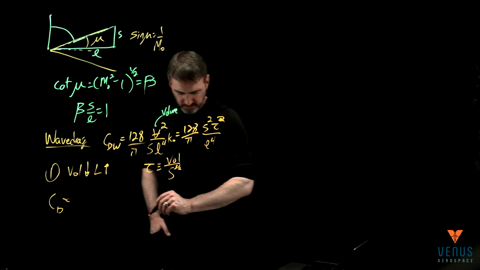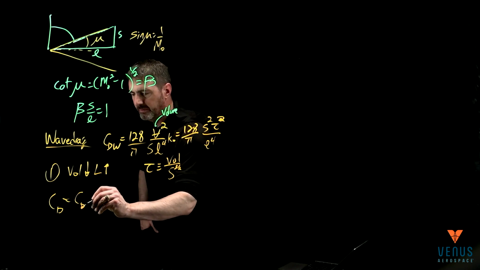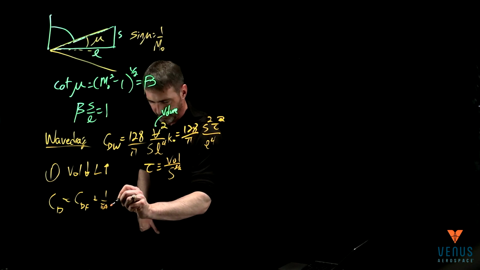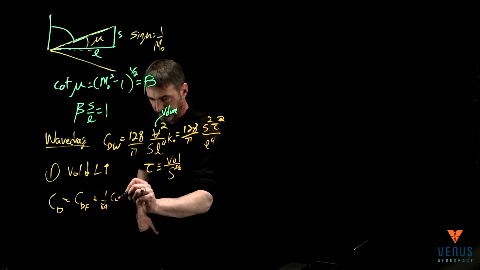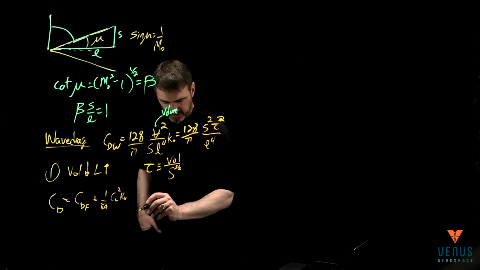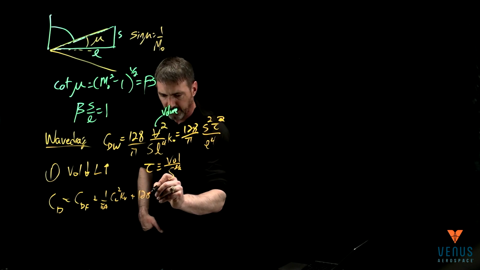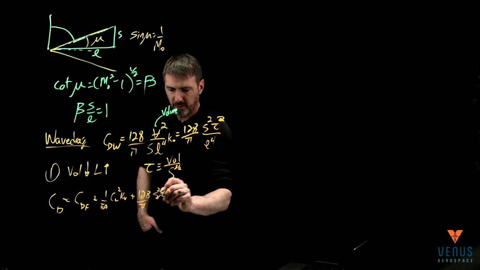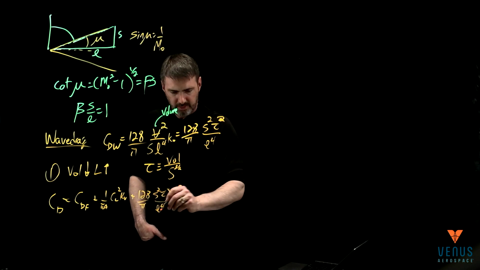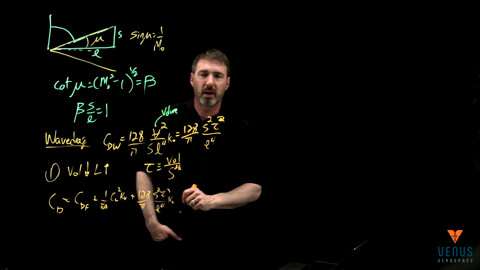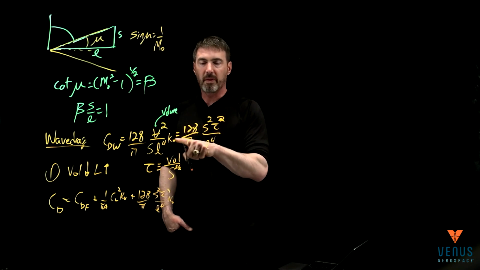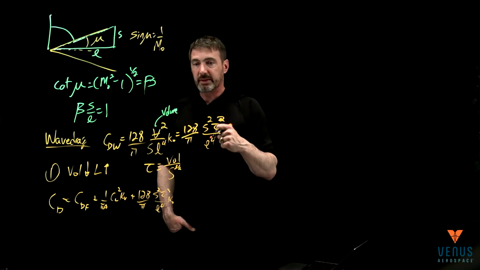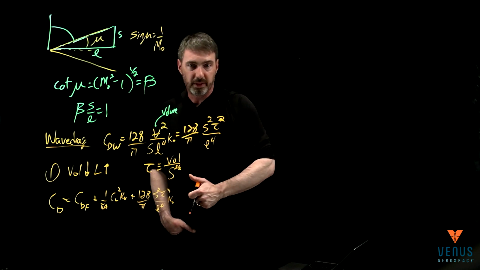Okay, you will have the drag due to friction. You'll have the drag due to vortex lift, again CL squared times that vortex term. The wave drag, 128 over pi S squared tau squared over L to the fourth. And then another factor, K0. K0, sorry, this is the form for that Sears-Haack body. K0 greater than 1 would be a non-Sears-Haack body.